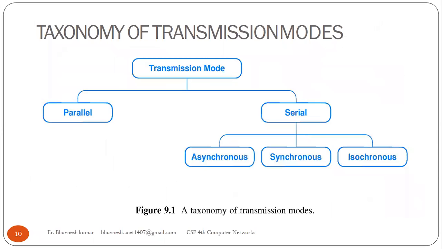Next is the classification of transmission mode, or taxonomy of transmission mode. Transmission mode is further classified into two parts: parallel transmission mode and serial transmission mode. Serial is further characterized into asynchronous, synchronous, and isochronous. The most important are synchronous and asynchronous in the serial part. This is the classification of transmission mode.